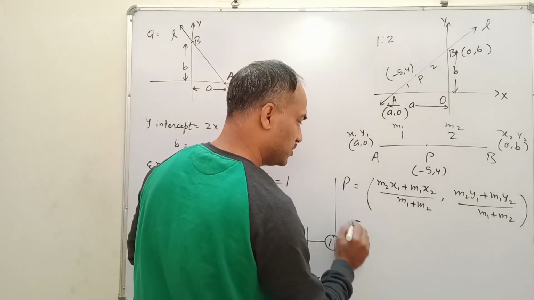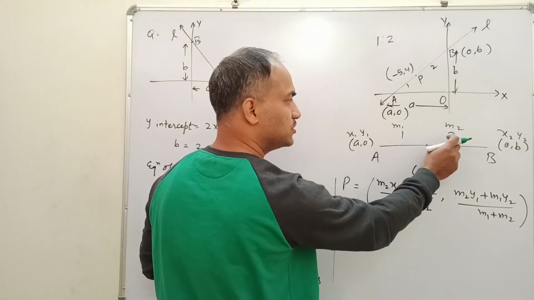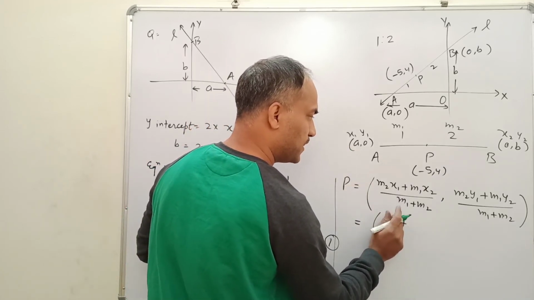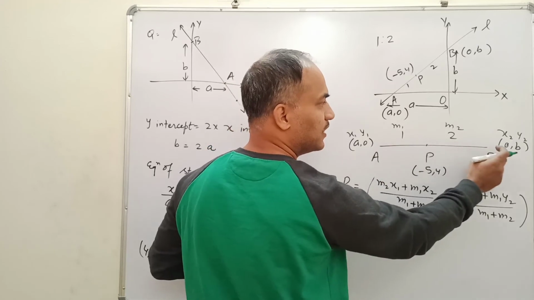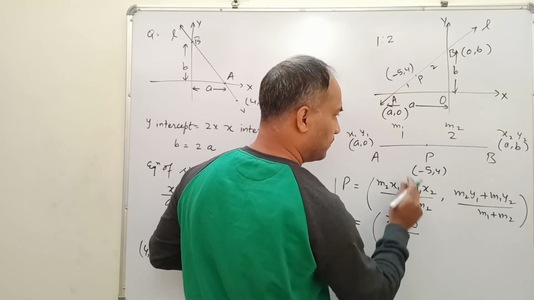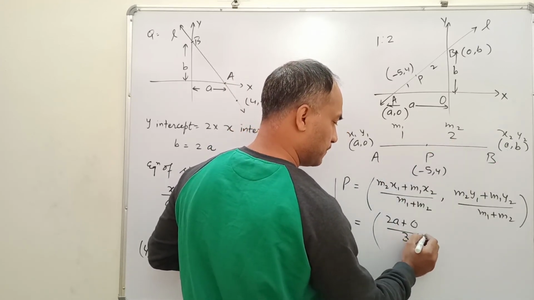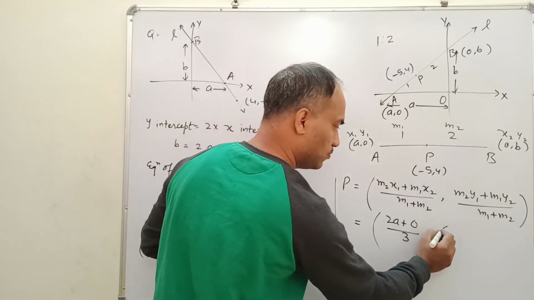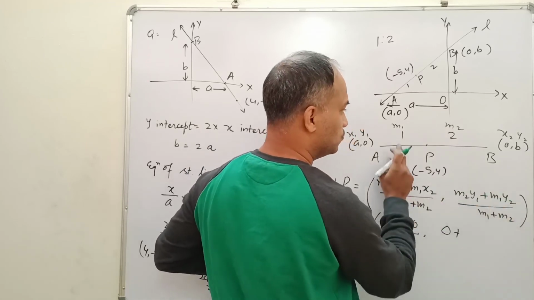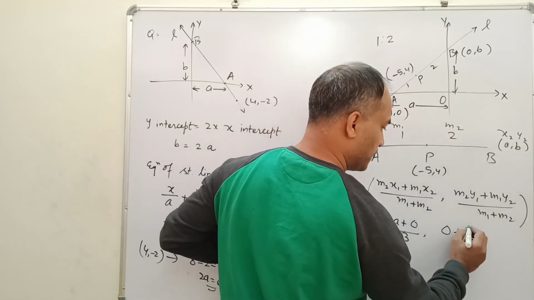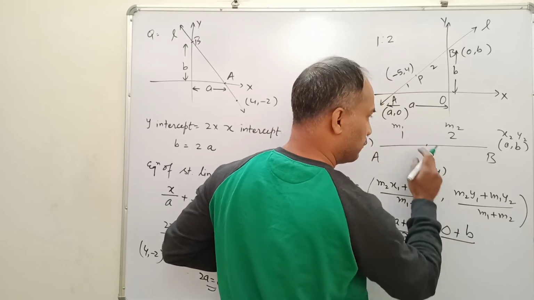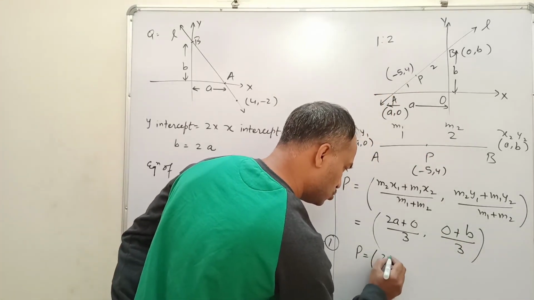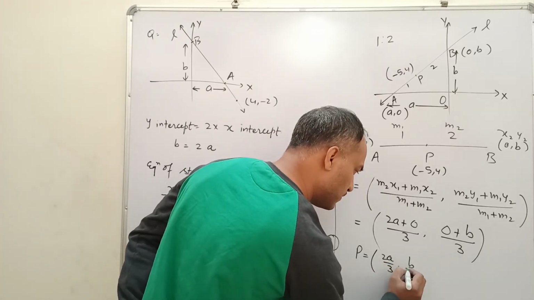So we get point P: 2 times x1, so 2a, plus m1 x2, which is 0, upon m1 + m2, which is 3. For y, m2 y1 is 0, and m1 y2 is 1 times b, so this becomes b, upon m1 + m2, which is 3. So P is (2a/3, b/3).